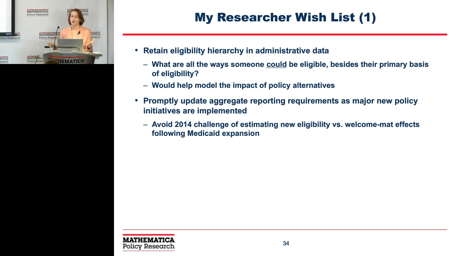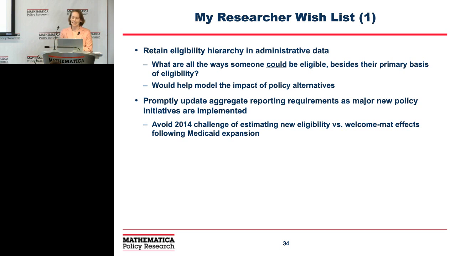If there are significant changes in policy that change eligibility for big groups of people, it would be great to update the aggregate reporting requirements for that quickly. I think Robin alluded to, nearly immediately after Medicaid expansion, everybody wanted to know who are the new adults, and we couldn't quite answer that question. So to the extent that something parallel to that comes to be over the next year or so, it would be great to go ahead and update the aggregate reporting requirements to get that in so we're prepared to be able to answer those questions.